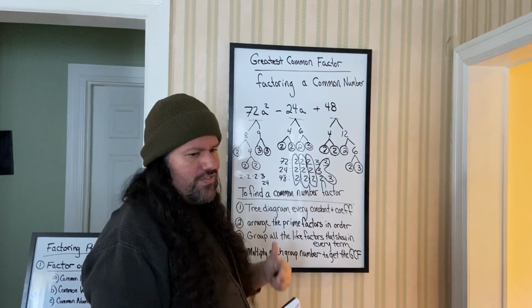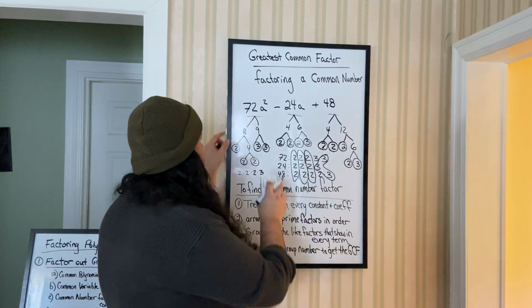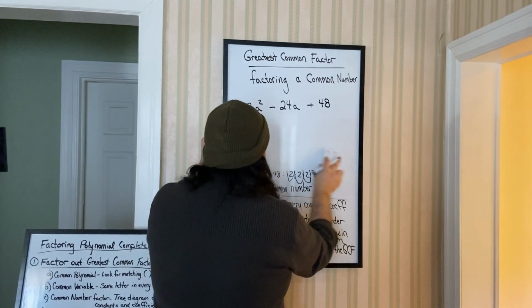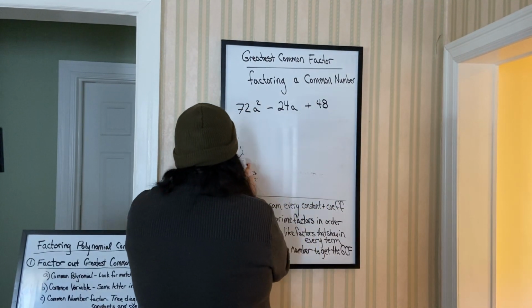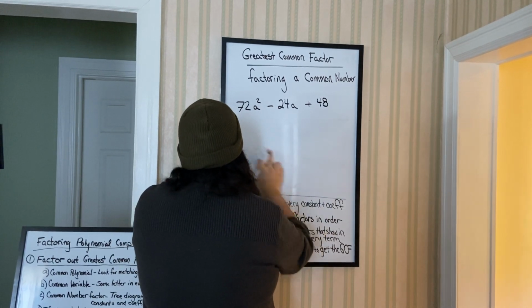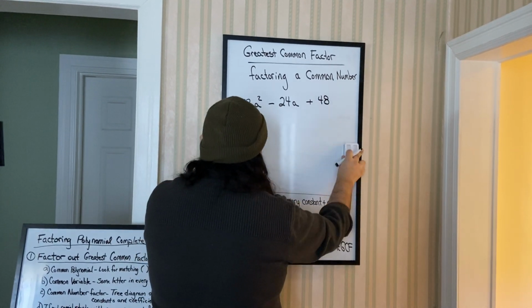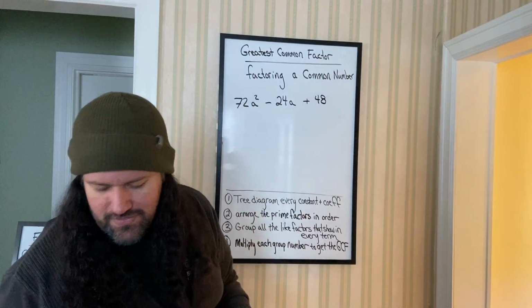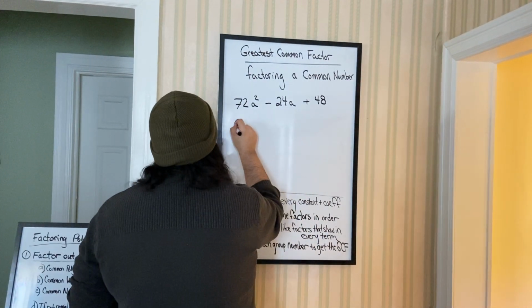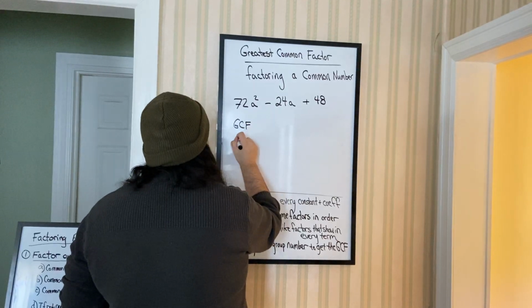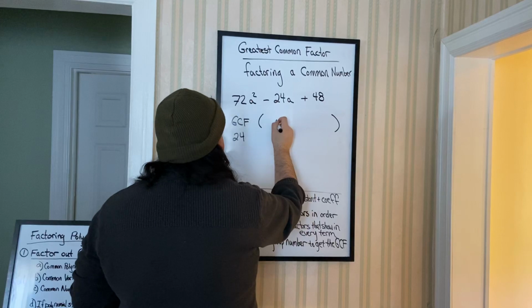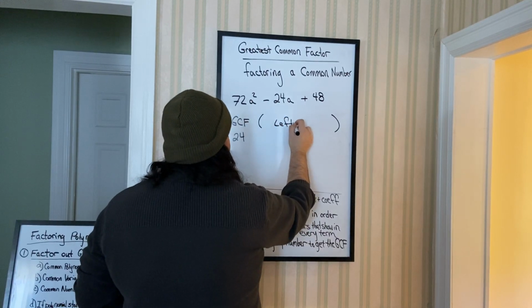Now remember, once we find out what our GCF is, I'm going to erase the board, we have to factor it out. Okay? The test is not going to say find the GCF. The tests are going to ask you to factor out the GCF. So these steps help you find the GCF. But once I know my GCF is 24, we're going to have to factor it out. Remember, we're going to have to get my leftovers.